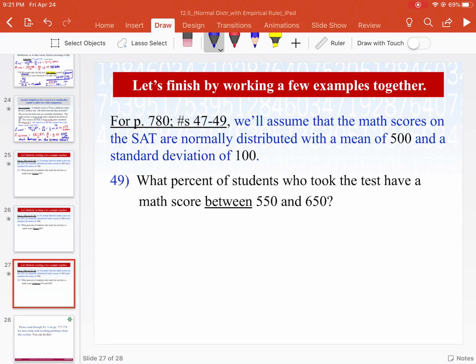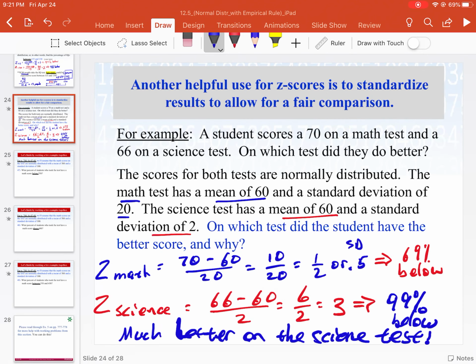I figure at this point, guys, you're probably pretty tired, okay? And you can find examples for below, above, and between in earlier presentations. So look this example over again, study it a little bit. It's actually one of the coolest applications of the z-score, and we're done.